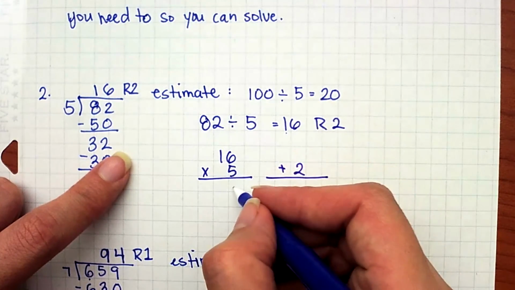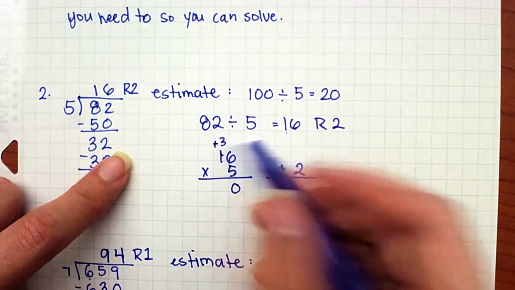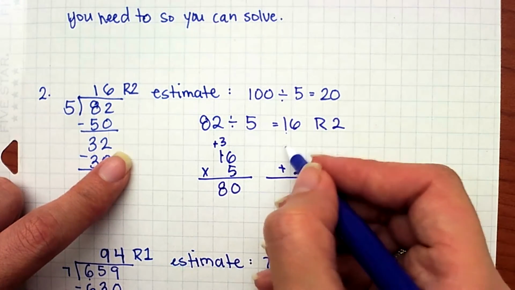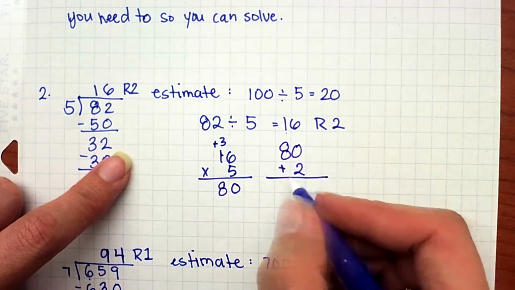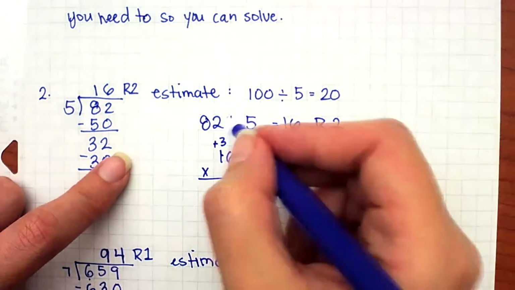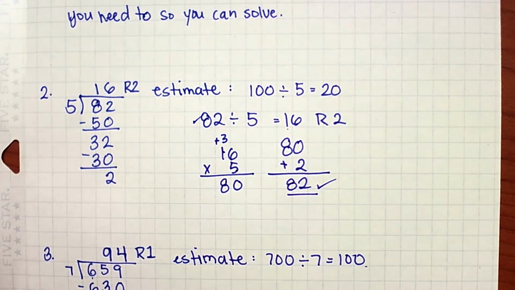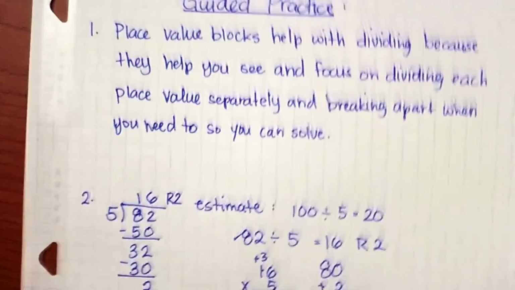5 times 6 is 30. Put my 0, carry my plus 3 over here. 5 times 1 is 5, plus 3 is 8. So I'm going to have 80 plus 2 gives me 82. So I can see over here my answer matches my dividend up here. So I know my answer is correct. Always do your inverse operation to check your work and make sure that you're answering correctly.